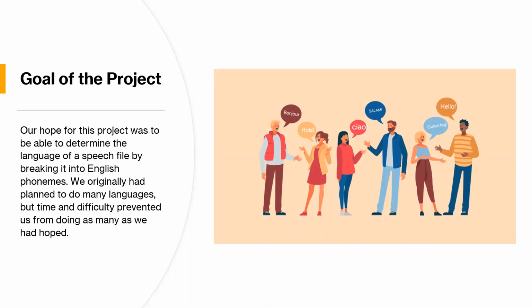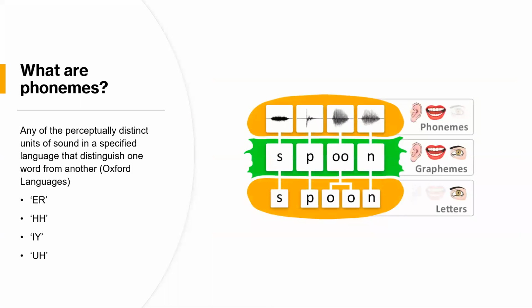So the goal is to break each speech file into phonemes. And what phonemes are is you can kind of see they are different little blurps or distinct units, as the definition says, of sound. So those are all different phonemes of spoon.